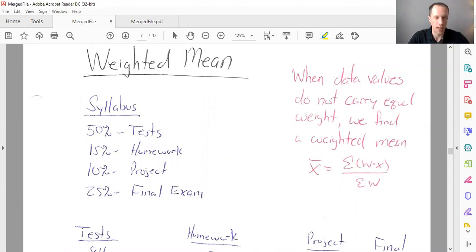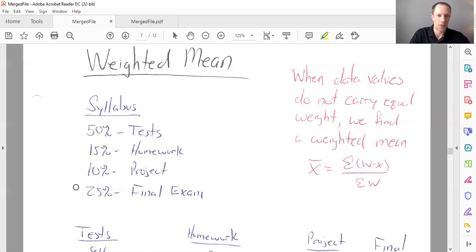A prime example is in a lot of your classes, like this one. When you get the syllabus, it tells you about the different kinds of assignments that you have in the class, and it says that each of those assignments is worth a certain percentage of your overall grade. For example, 50% of your grade might come from the tests, 15% from homework, 10% from the project, 25% from the final exam. So in cases like this, if you want to calculate your grade, you can't treat the score you earn in each category equally, because these weights say you should give more emphasis to some of your scores and less emphasis to others.